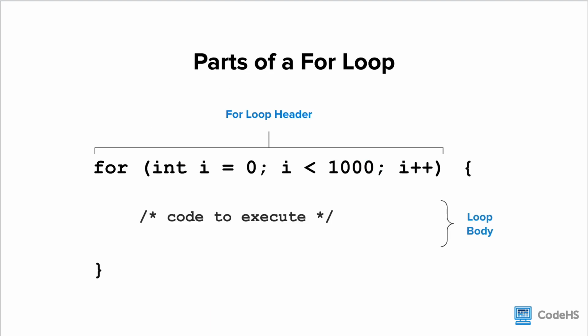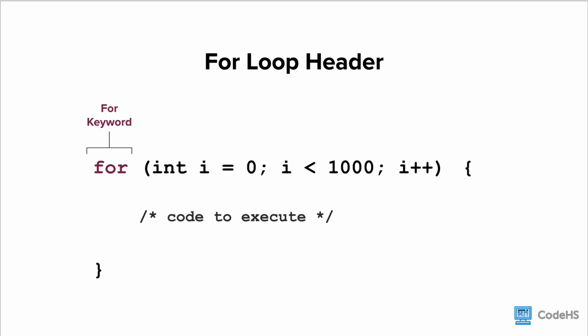Here's the basic structure of a for loop. For loops are similar to other program control statements that you have seen in that they start with a header and they contain a body of code to execute inside of curly braces. Let's dive a little bit deeper into the for loop header. For loops start with the for keyword. There are then three terms inside of the parentheses.